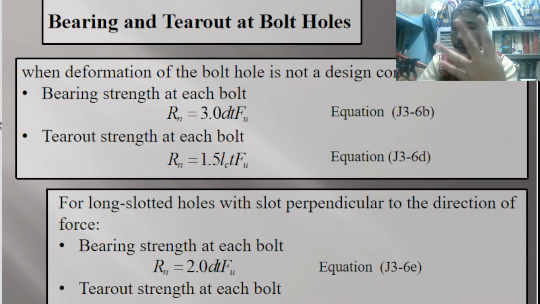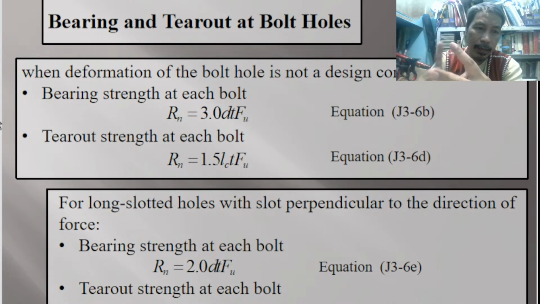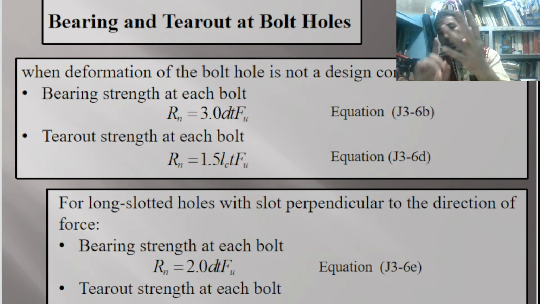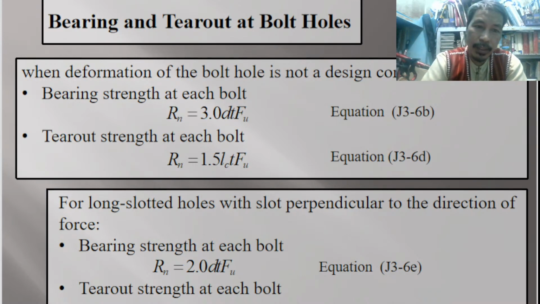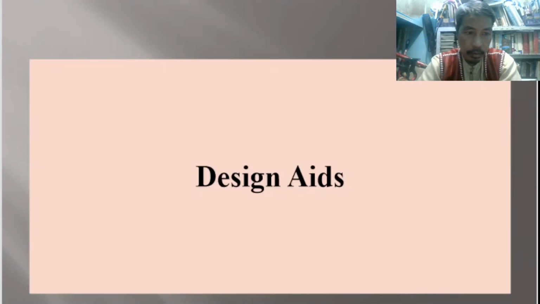Again, to summarize, there are 4 considerations for strength limit state. That is yield, rupture, and bearing, and what is the third one? Block shear. So there are 4: yield, rupture, block shear, and bearing and tear out. For block shear, we are combining shear and tension. For bearing and tear out, we have the following formulas and factors. So for the summary of this consideration, we already took note of this previously.